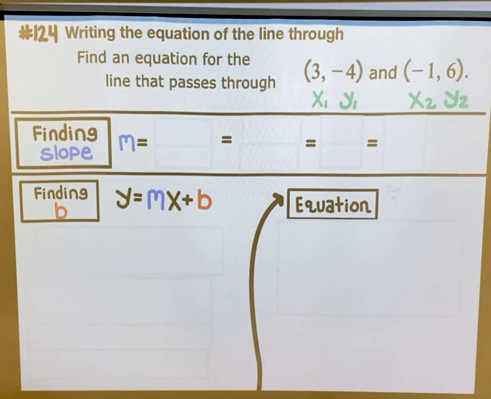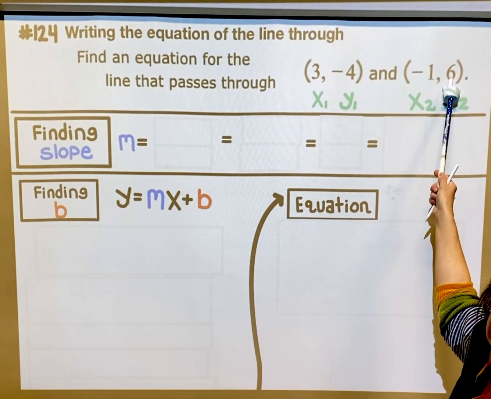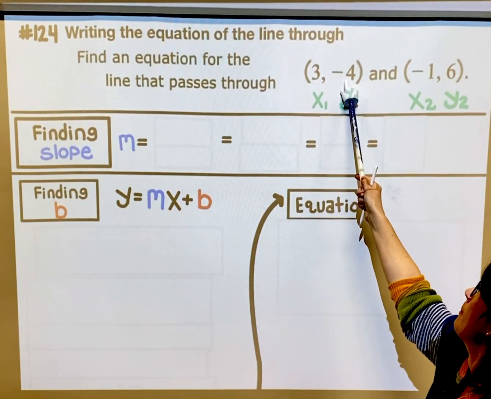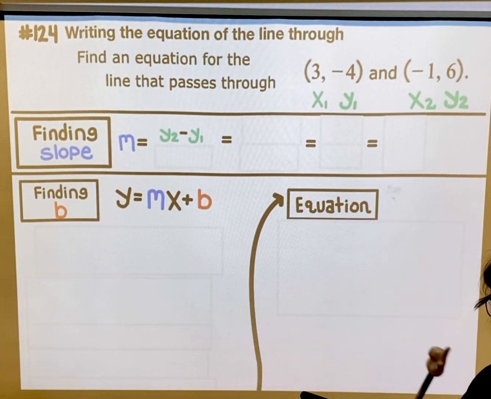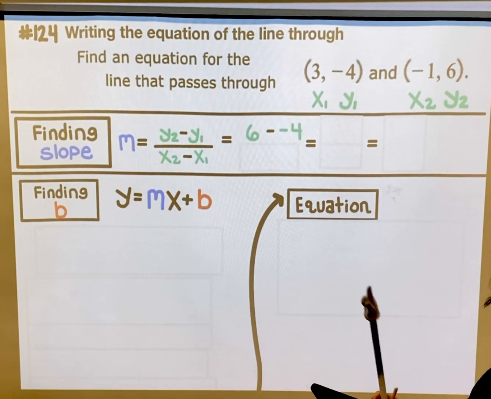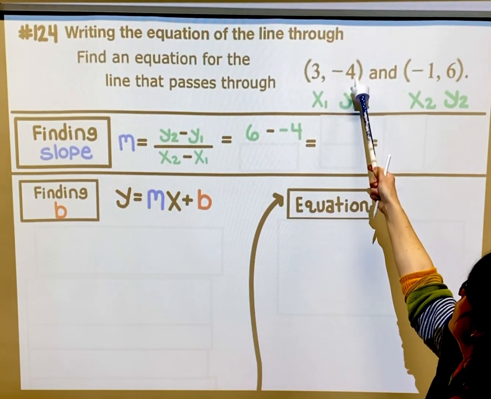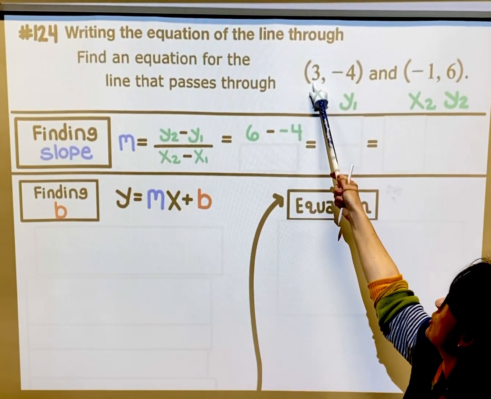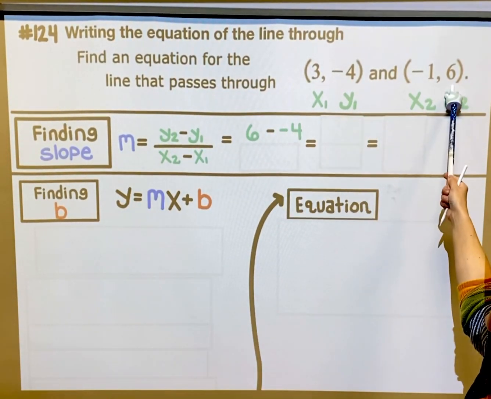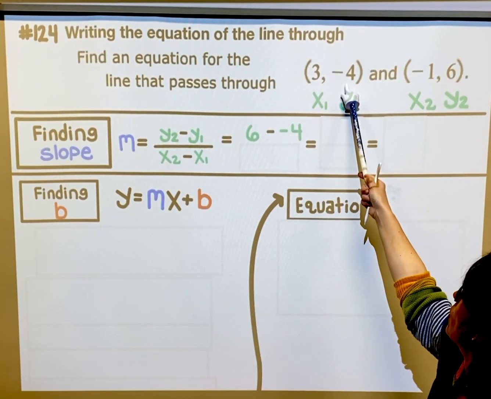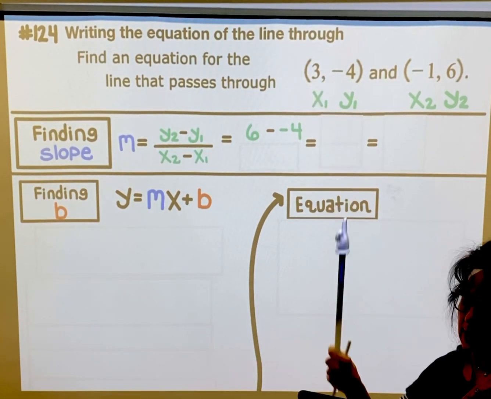So subtracting those y values, I'm going to do -4 minus 6. Y minus y. I'm going to subtract my y's over x's. Okay, so I went ahead and did the other way. I could go -4 minus 6 as long as I do 3 minus a -1. I started with a 6, so 6 minus a -4. I started with this point, so I'm going to do -1 minus 3.